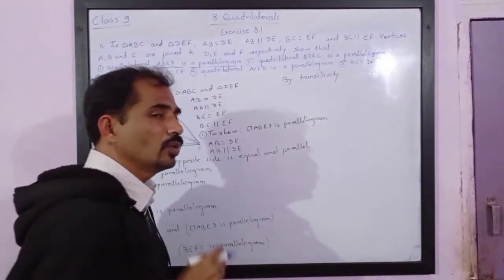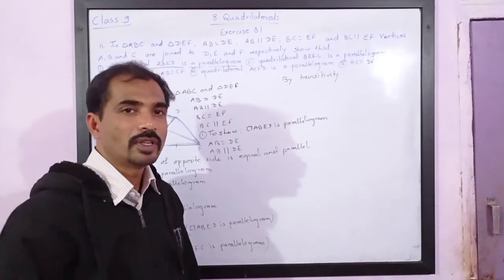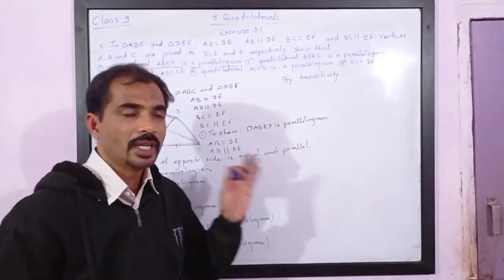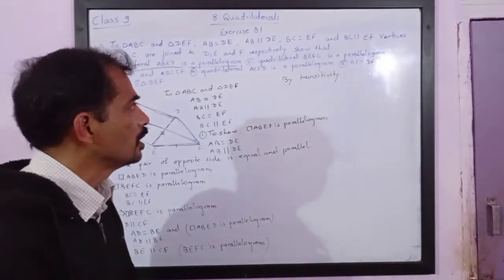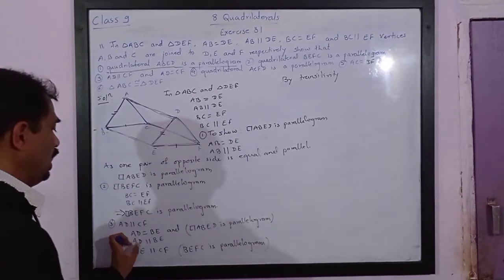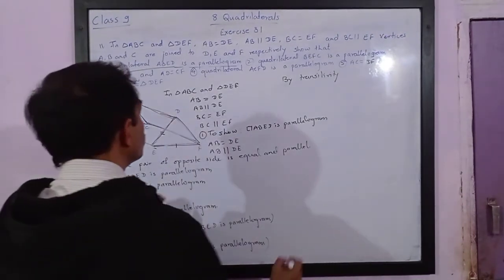1 is congruent to 2, 2 is congruent to 3. It means 1 must be congruent to 3. In parallel also it exists. 1 is parallel to 2, 2 is parallel to 3. It means first and third must also be parallel. That is transitivity. So we will get AD parallel to CF.